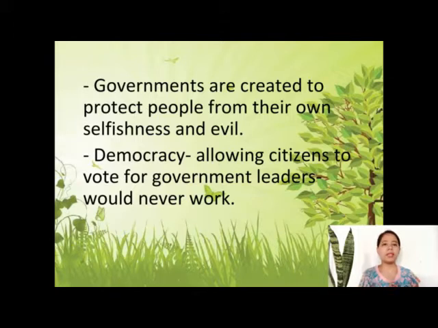He also believed that democracy, or allowing people to vote for the government, is not effective. Simply because all of us are self-interested, and that selfishness will end only after we die.